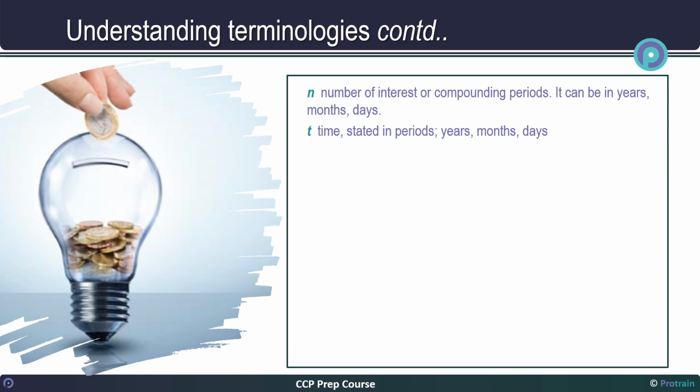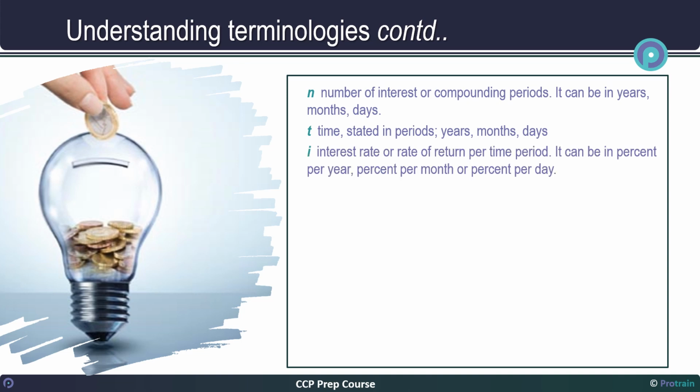We have already discussed nominal interest rate and effective interest. Here, we must understand that the interest accrued is dependent upon number of compounding periods, N, not on the time T. I is interest rate or rate of return per time period. It can be in percent per year, percent per month or percent per day.